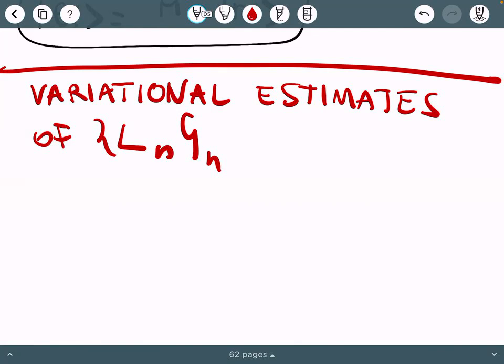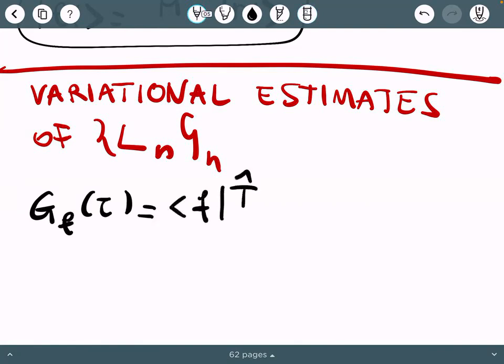Okay. So the idea is to consider the following object. Let me call it GF as a function of tau. And this is the matrix element of the transfer operator according to the L2 pi space. So if I look at this and I write it explicitly, I find the following thing.